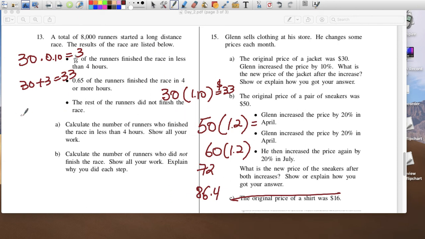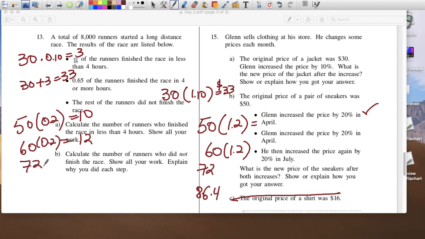All right, and again, if you didn't like that and you want to do it 50 times 20%, which is 10, so 50 plus 10 is $60. That's the first increase. For the second increase, we're going to multiply 60 times 20% again. That's going to give us 12. So 60 plus 12 is 72. And then we're going to increase it again by multiplying by 0.2. 72 times 0.2 is 14.40, and 72 plus 14.40 gives us 86.4.